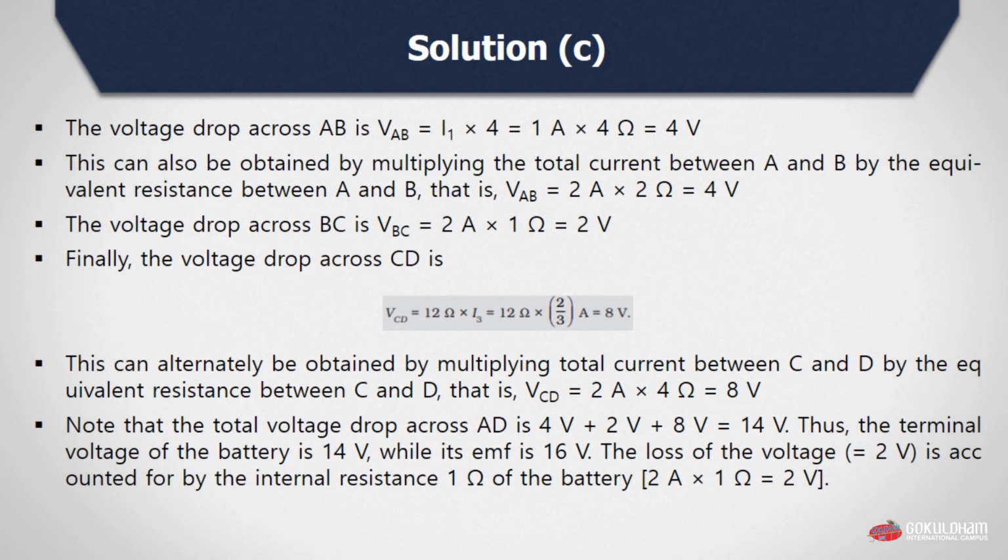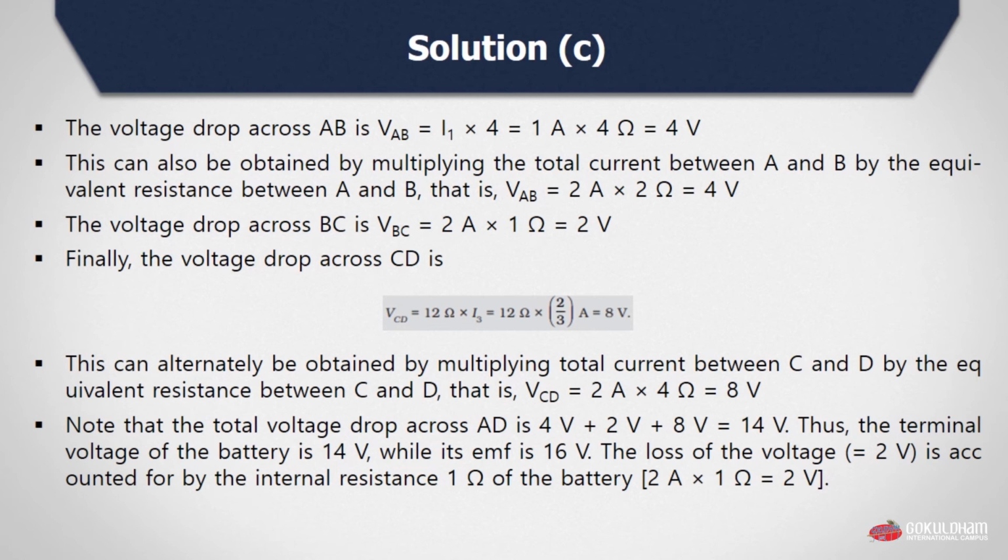And this can alternately be obtained by multiplying the total current across C and D by the equivalent resistance between C and D, that is V_CD is equal to 2A into 4 ohm, which is equal to 8V. Note that the total voltage drop across AD is 4V plus 2V plus 8V, which is equal to 14V, and thus the terminal voltage of the battery is 14V while its electromotive force is 16V.